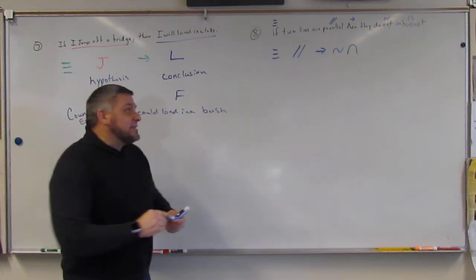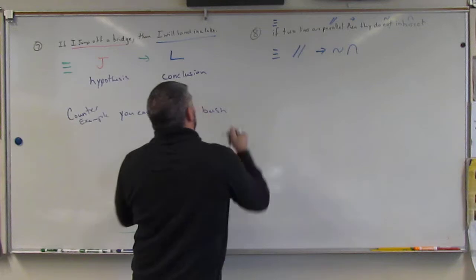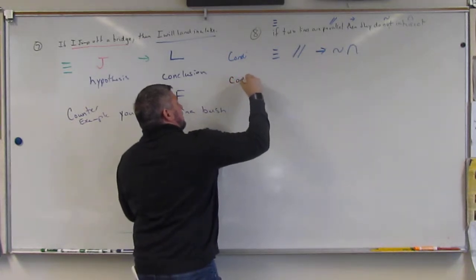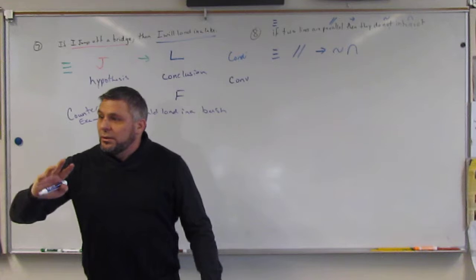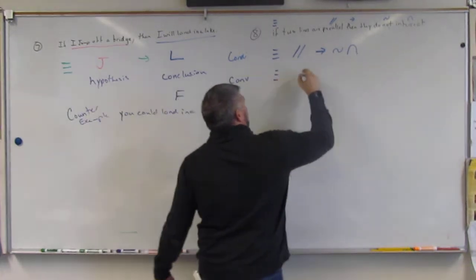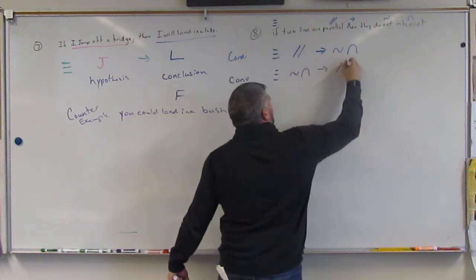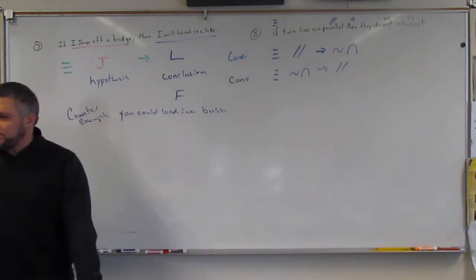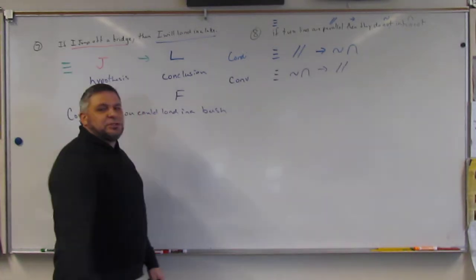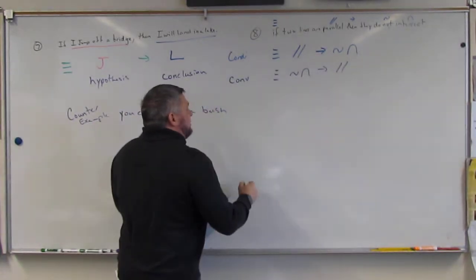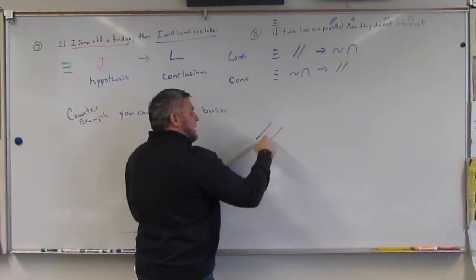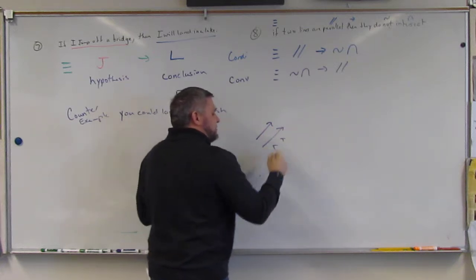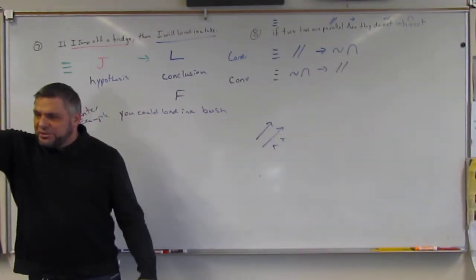So that's the conditional. What I want next is the converse. The converse is what? If they do not intersect, then they are parallel. Is that true? And we're talking about Euclidean geometry, two-dimensional Euclidean geometry. So, is that true? If two lines are parallel, then they do not intersect. Yes, that's true. If they do not intersect, then they are parallel. Yes, that's true. In Euclidean two-dimensional geometry, that is true.